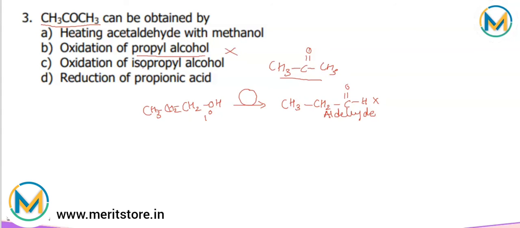So this is not used. Next is oxidation of isopropyl alcohol. Isopropyl alcohol is CH3, C, H and OH. This is a secondary alcohol, and we know secondary alcohol on using a specific oxidizing agent will give you a ketone, that is CH3 C double bond O CH3, which is specifically acetone. So the correct answer for acetone can be obtained by is option C, oxidation of isopropyl alcohol.